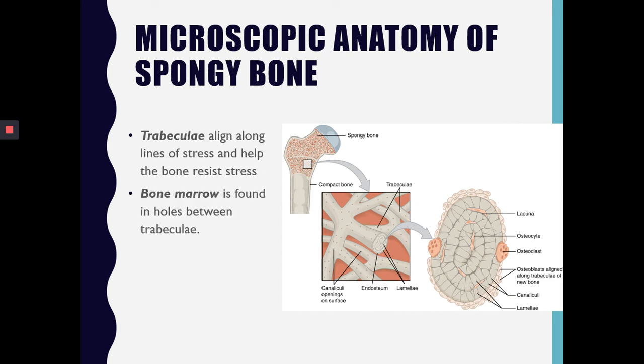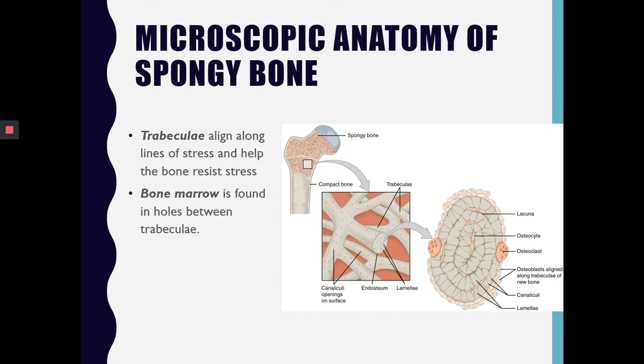Again, we start seeing the bone marrow, which is found in the holes between the trabeculae. And that bone marrow, primarily in the epiphyses, will be red bone marrow. This is very important because this is where our blood cells are formed. And this includes red blood cells and white blood cells.